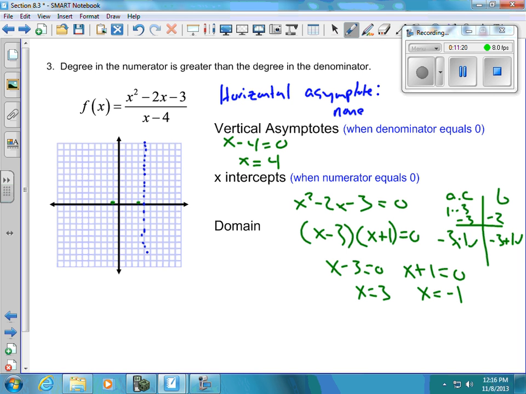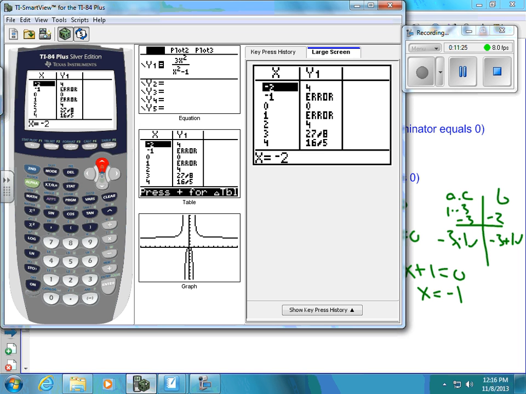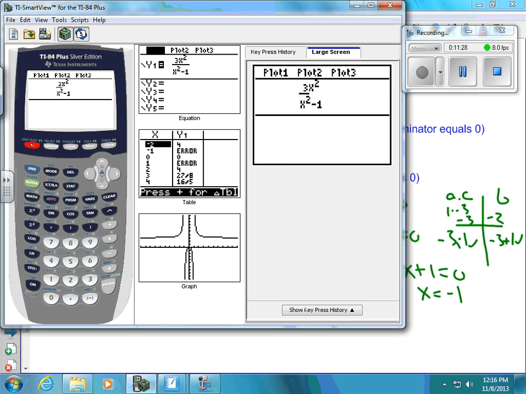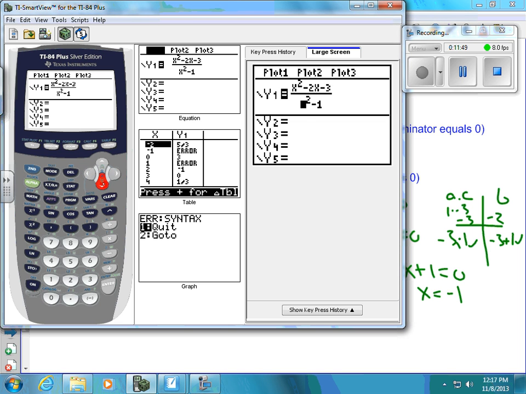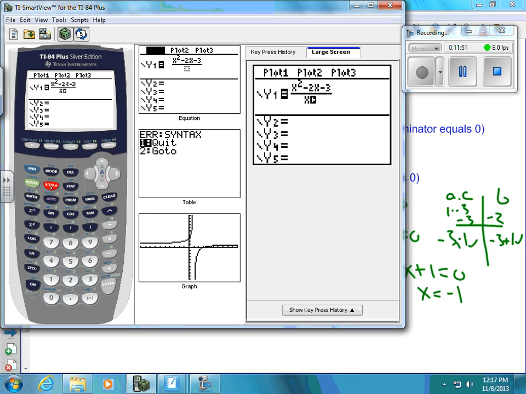Okay, so what is our domain then? Well, I'm going to try graphing this on my graphing calculator to help me with the domain. So y equals, and I'm going to clear out the numerator and type in the new numerator that I need, x squared minus 2x minus 3. And in the bottom, x minus 4, clear that out, x minus 4, and I'm going to graph.